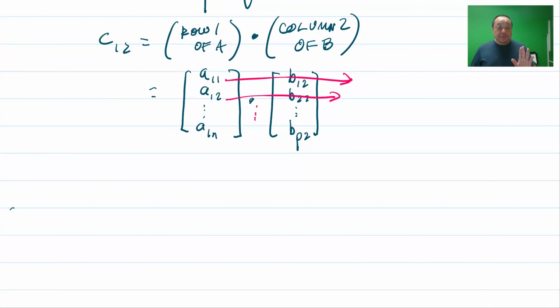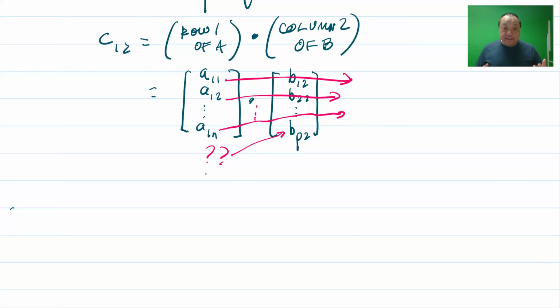And this is where you realize, oh, wait a minute. What if this vector and that vector are not of the same size? What if one of them is longer than the other? If B is longer than A, then this A1n is multiplied with some entry in between there. And then what will be multiplied by the last few entries of B?